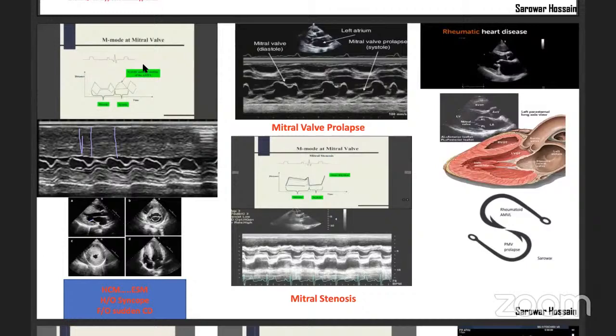But I remember 50 only. 50 mmHg. Sorry, 50, yeah, millimeter. The gradient should be 50. If it is more than 50, it should be septal ablation or myomectomy, either alcohol or something like that.